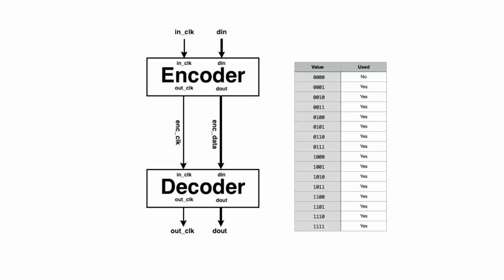Basically, the in clock and the din clock are normal things that you think of when you're in digital land. They're levels, so the clock goes up and then it goes down, and then the din is changing on every rising edge of in clock.